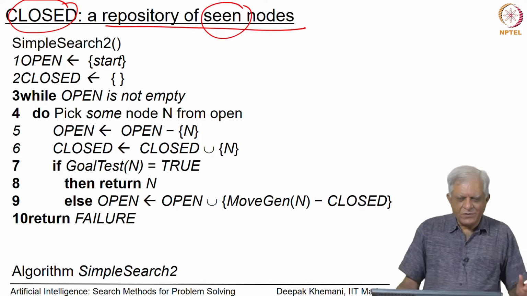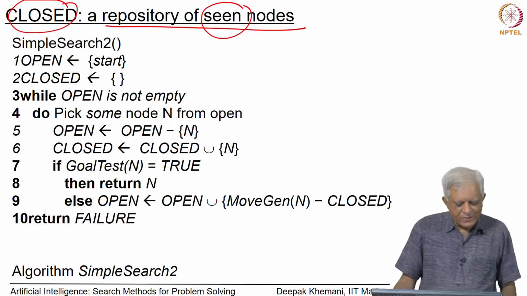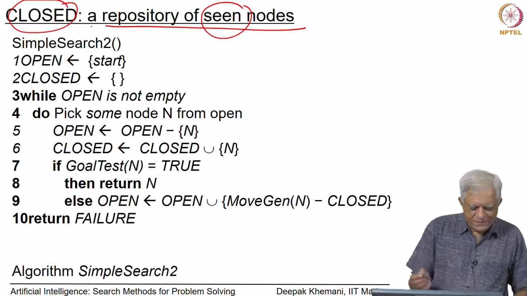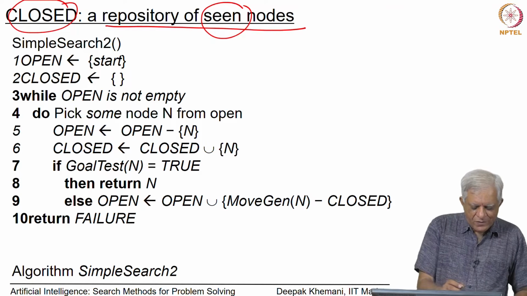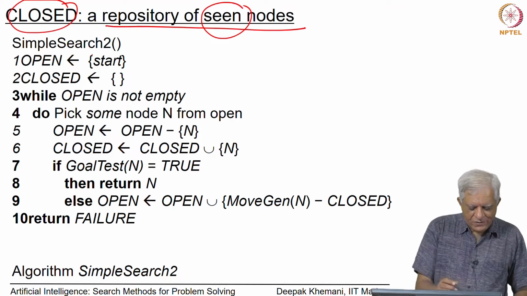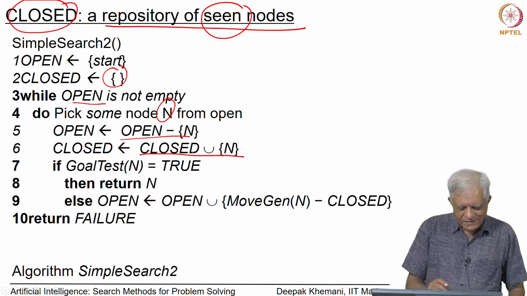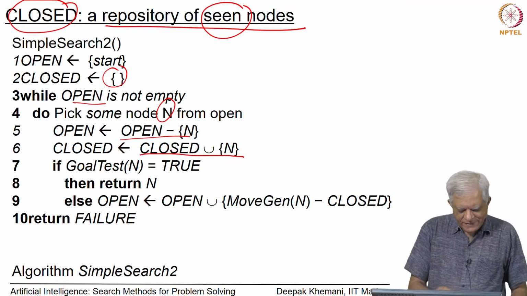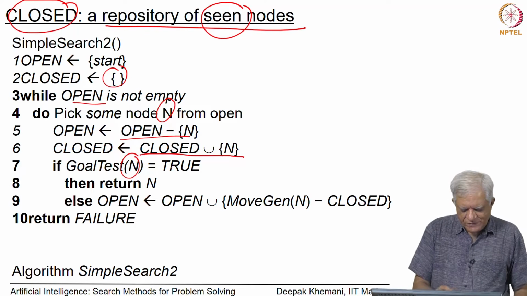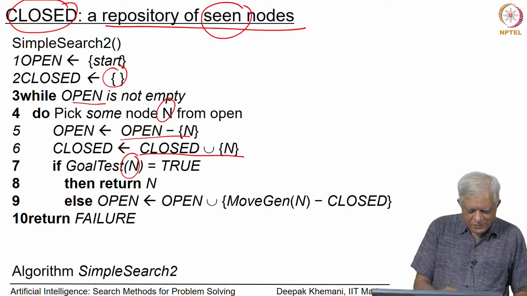So, once you have seen nodes, then you do not put them again. We will call this algorithm simple search 2. As before, open will get the start node, close will be empty to start with, and while open is not empty, as before, pick some node from open, remove it from open, add that node to closed essentially. This is critical. Again test whether this n is a goal node or not. If it is a goal node, return n.